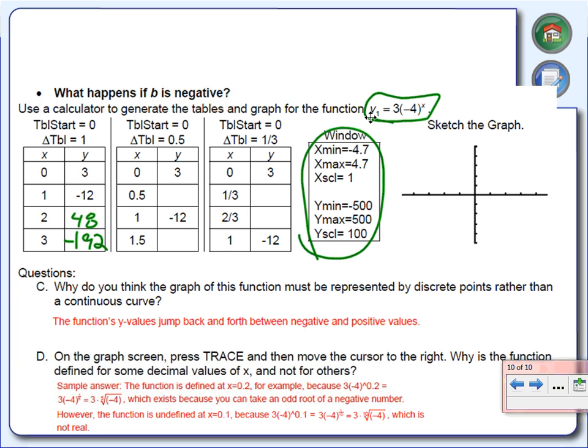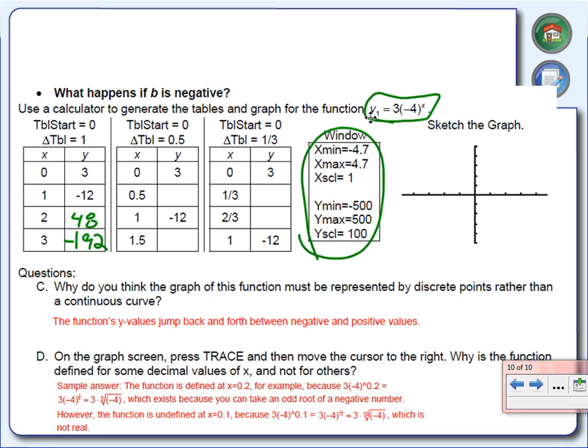So, what do they want us to see out of this particular section? That b cannot be a negative number. Okay? b cannot be a negative number. And that's C right here. Why don't we want b to be a negative number? Because then we end up jumping back and forth between negative and positive values. So just make sure you fill out C for me.